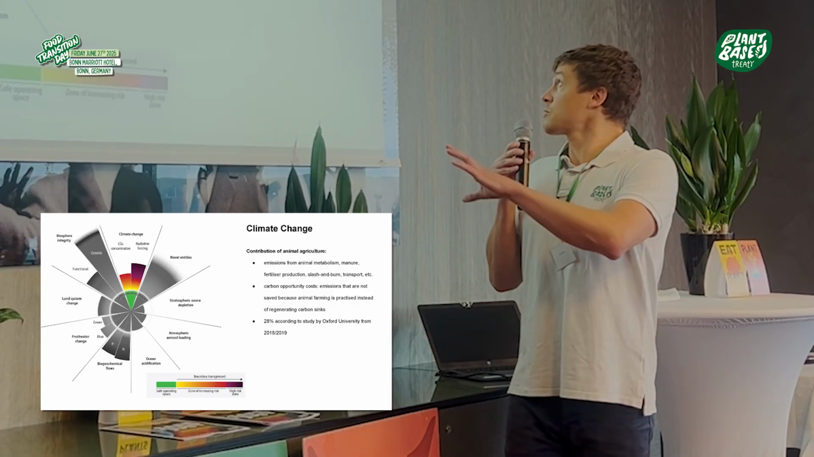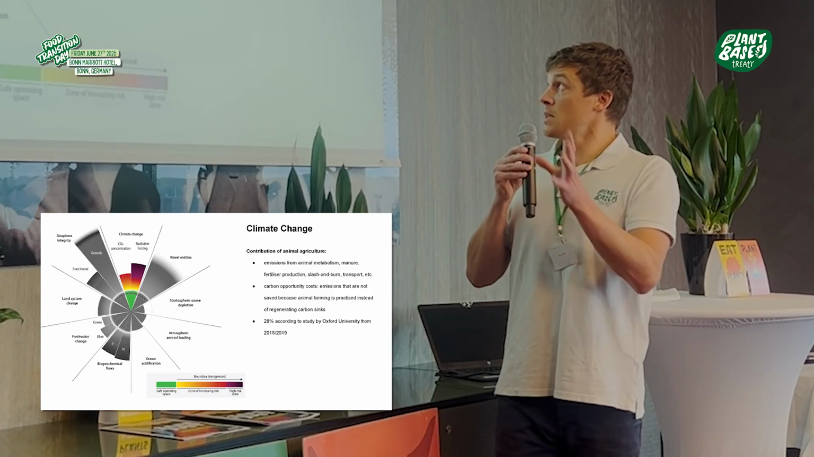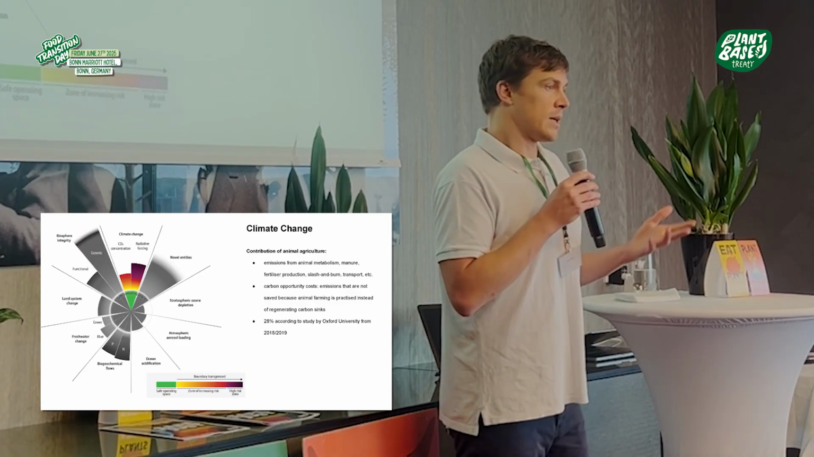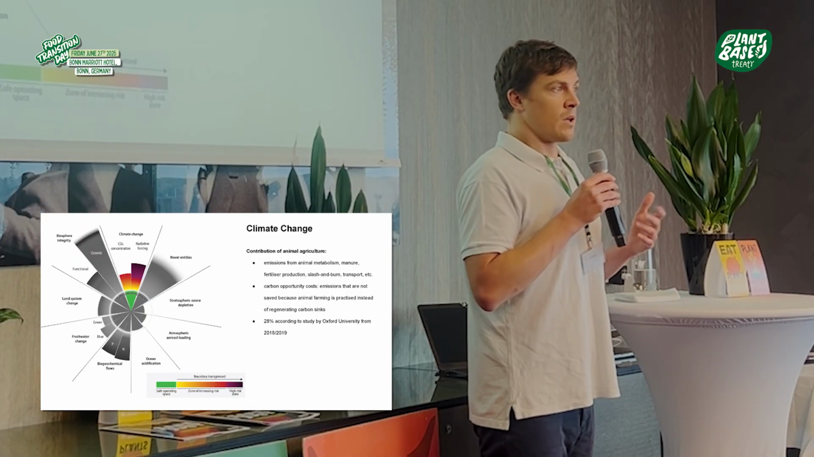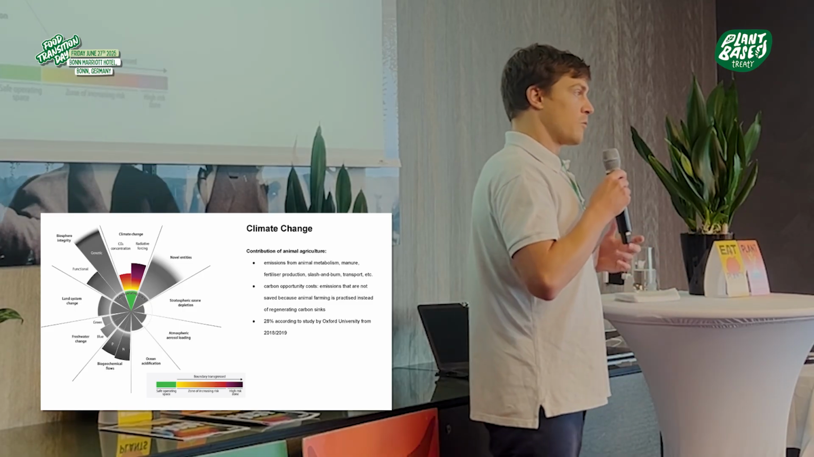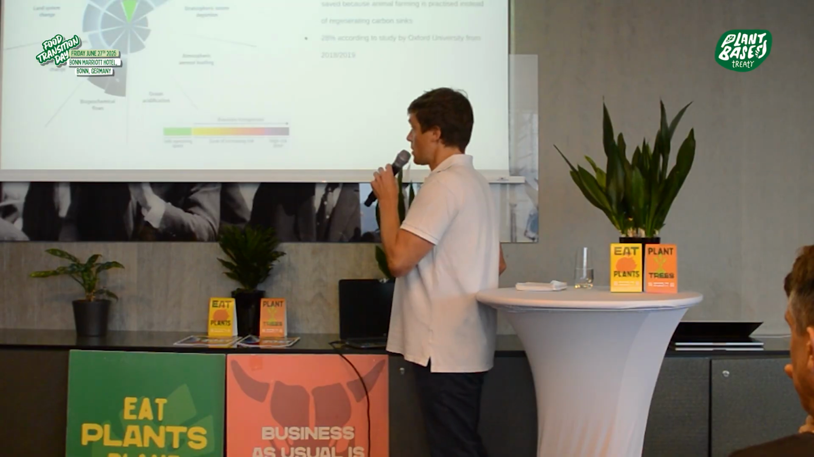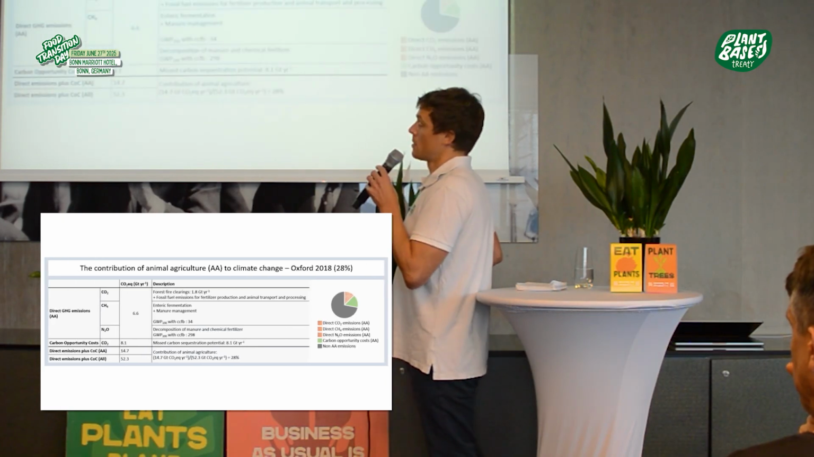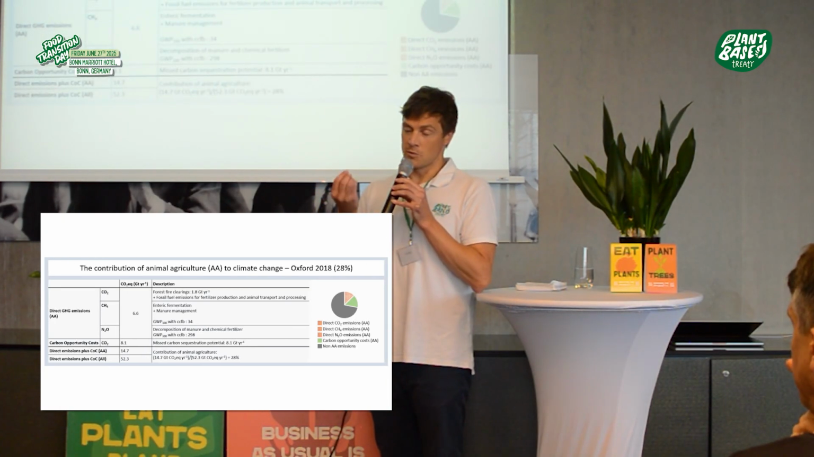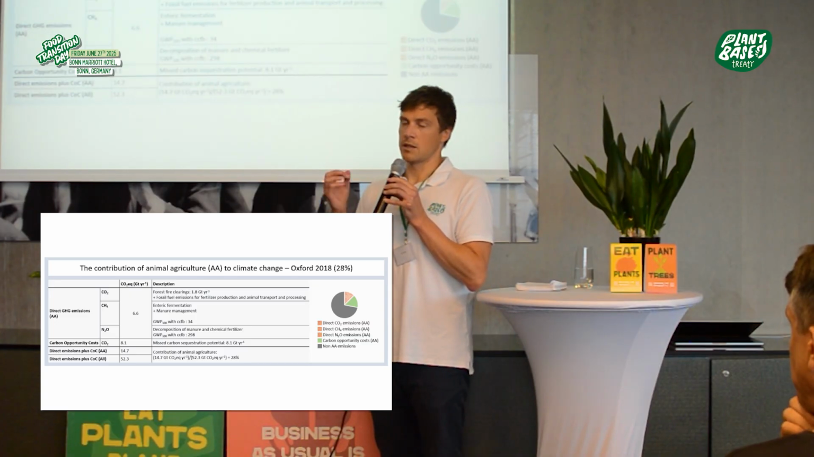A study by the Oxford University from 2018 and 2019 did just that, and they concluded that animal agriculture contributes 28% to climate change every year. So let's take a quick look at this study from the Oxford University. There's a really sad thing about this study.